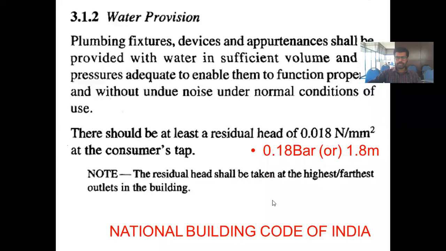So before this, let's see this. I will just explain a brief idea about all these things. Water provision. You may note it down if you want; I will dictate this. Plumbing fixtures, devices, and appliances shall be provided with water in sufficient volume and at pressure adequate to enable them to function properly and without undue noise under normal conditions of use.